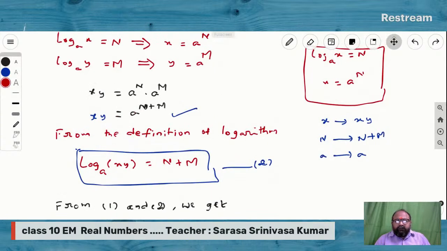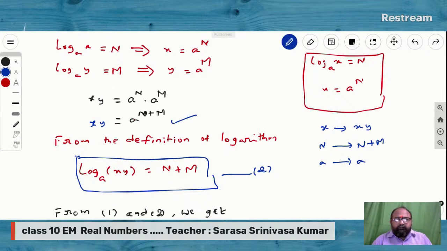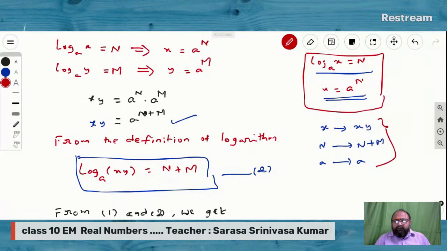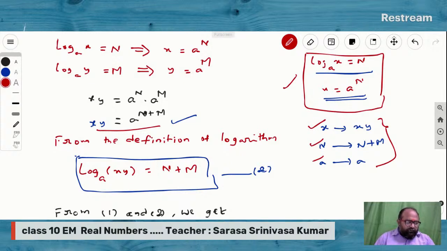Now, comparing with the definition of logarithm, here we have log x base a equal to n implies and implied by x equal to a power n. This is the formula. In this, in place of x, we have xy. In place of n, we have n plus m. In place of a, we have a. So we compared this with the given formula. From this, we can write log xy equal to n plus m. This is equation 2.